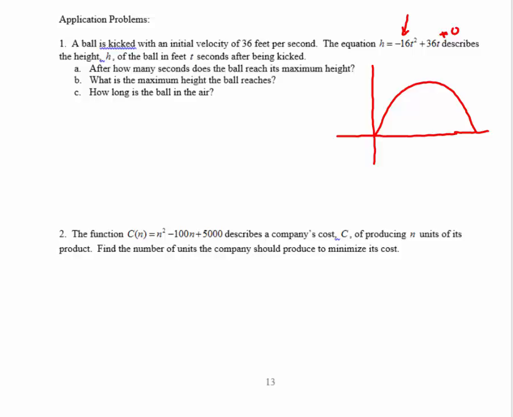So what is the x-axis representing? Well, that's your time, so time goes horizontally. And then what is your y-axis representing? Well, that's your height. So this is how high it's going. So part A. After how many seconds does the ball reach its maximum height? Underline maximum. 99% of the time it's going to want the vertex. So after how many seconds does the ball reach its maximum height?